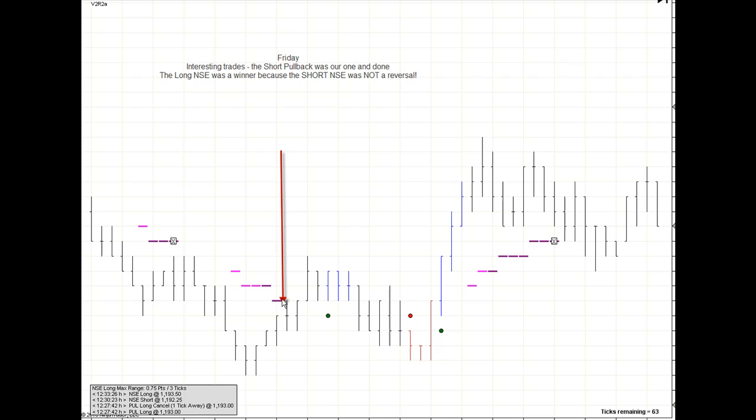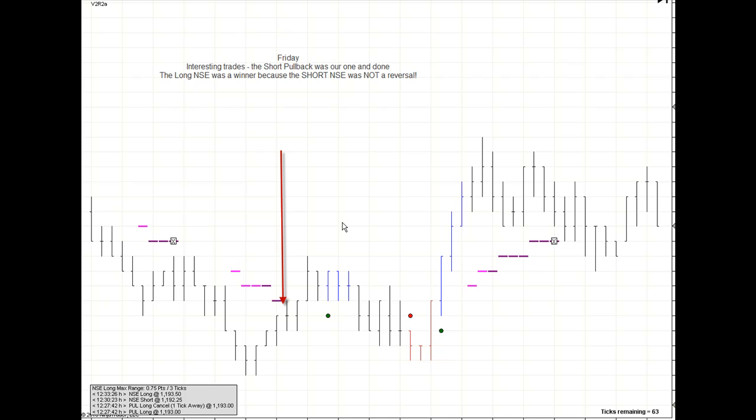So really, the short pullback trade was a winner. The long NSE trade was a winner. And the short NSE trade was a loser. So either way, you would have had a one and done. Whether you took the short pullback trade, it won down here, or if you took the long NSE, you maybe thought you were getting close to getting stopped out, but you never had what I call a chop signal, and it bounced right back up and became a winner. So good day on Friday too.